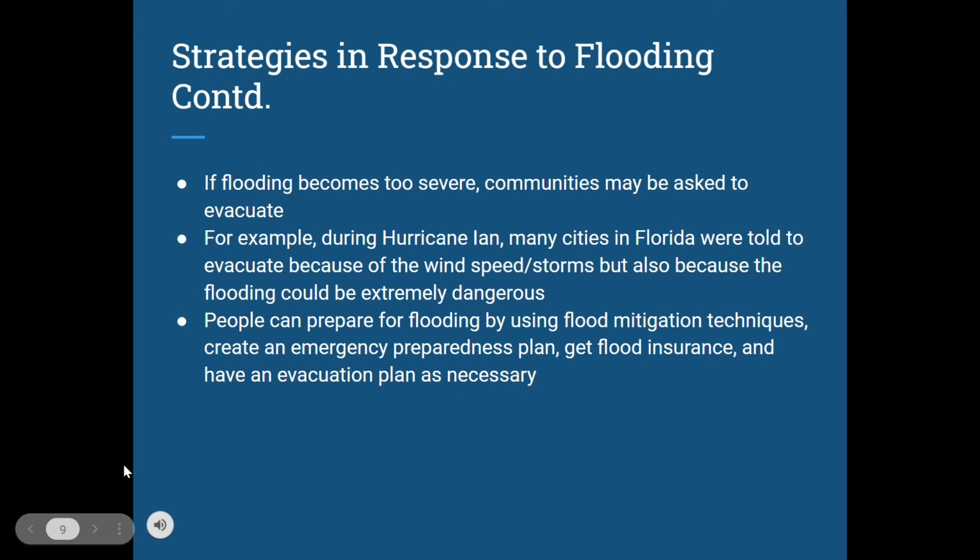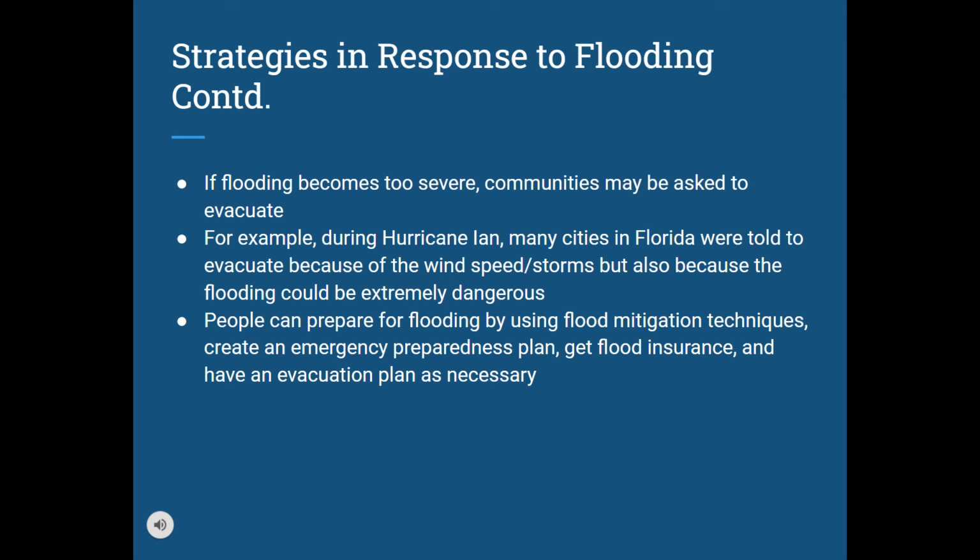Strategies in response to flooding continue. If flooding becomes too severe, communities may be asked to evacuate. For example, during Hurricane Ian, many cities in Florida were told to evacuate because of the wind speed in storms, but also because the flooding could be extremely dangerous.